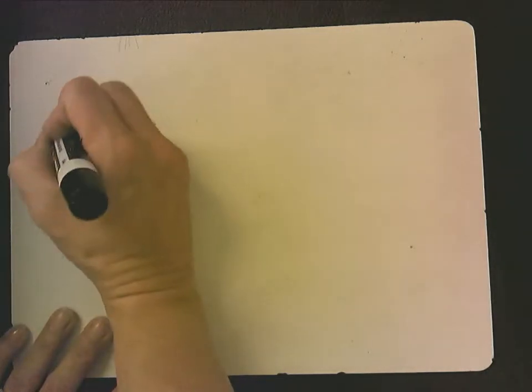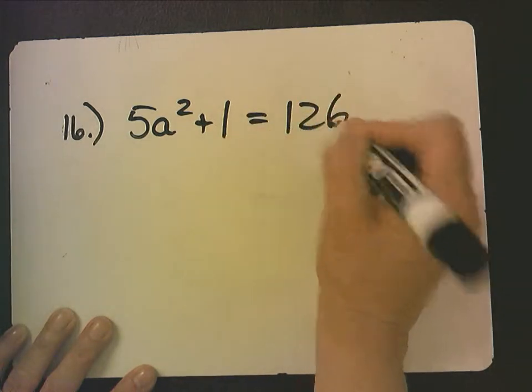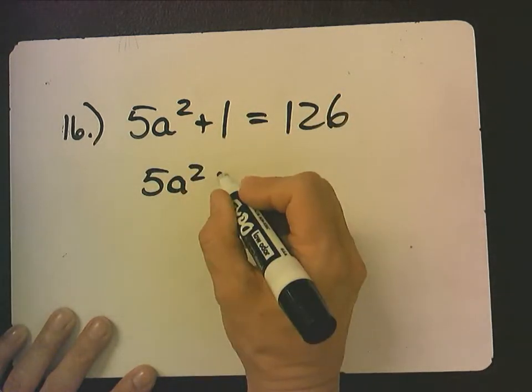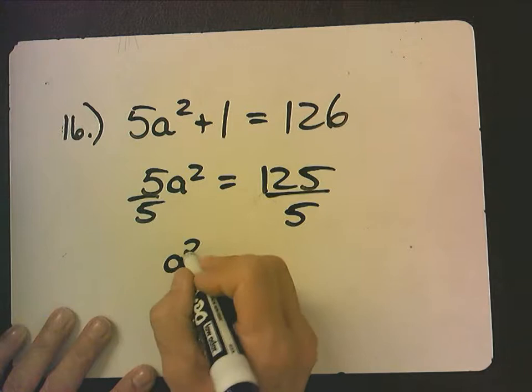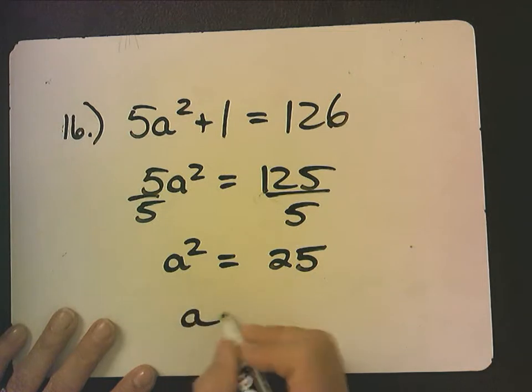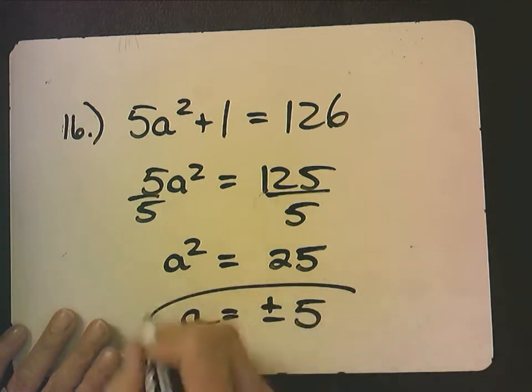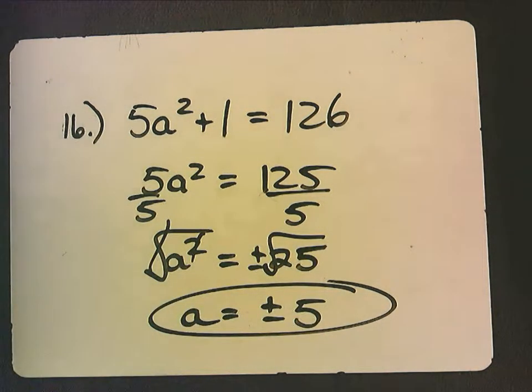Okay? So then we turn the page and let's look at how to solve an equation by taking square roots. So this should be fresh in everybody's mind. 5a squared plus 1 equals 126. I isolate my squared term: a squared equals 25. I square root this, plus or minus, and the square root and the square cancel out. So a equals plus or minus 5.